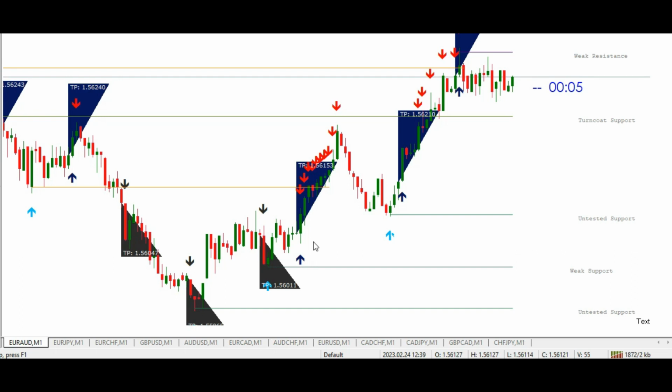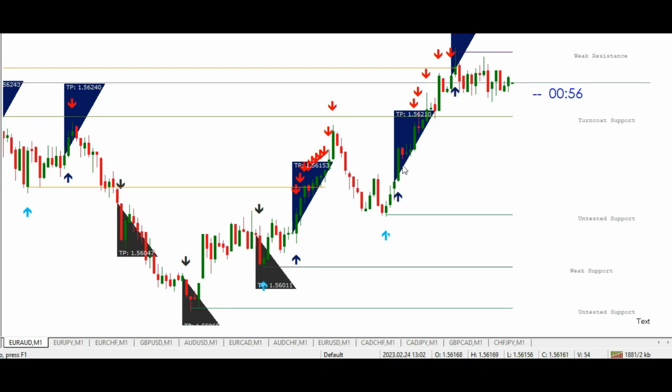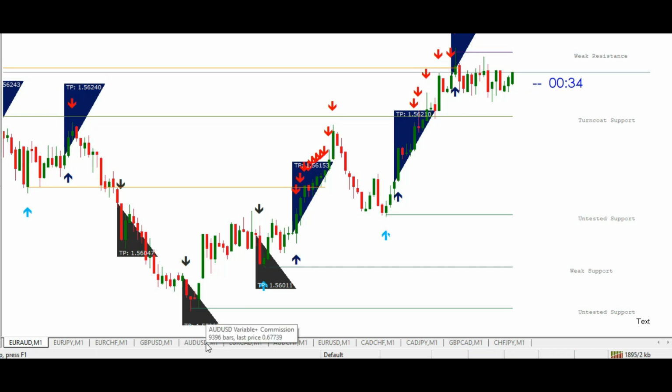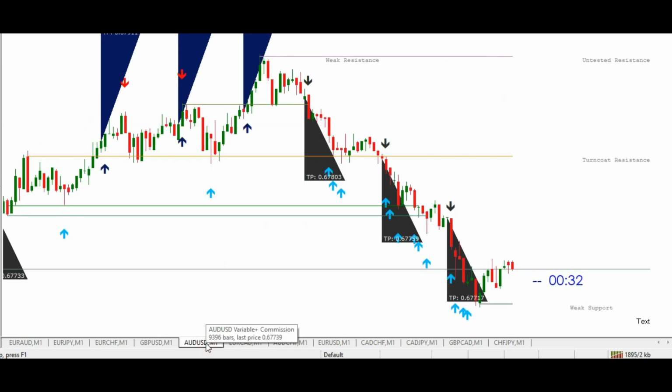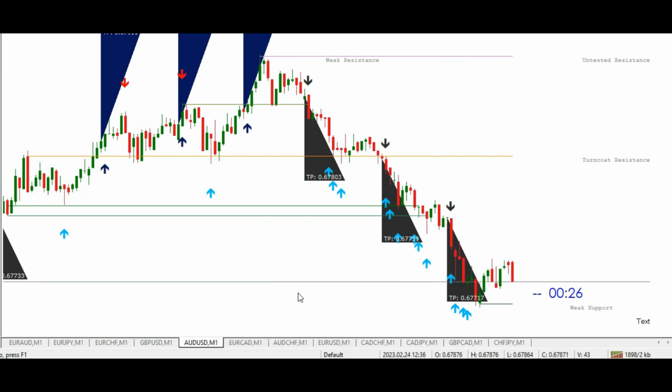I'm waiting for a signal, so it gave me a signal like this. It's a buy signal, so I took the trade here for 10 minutes. This indicator gives a great signal. I use it for Forex also, and I use it for binary options also.